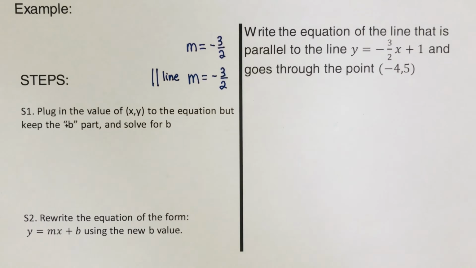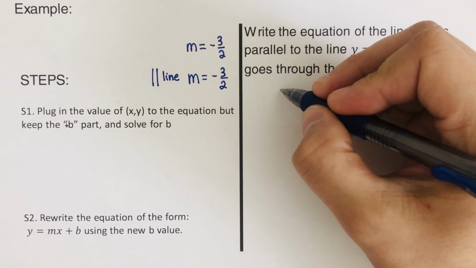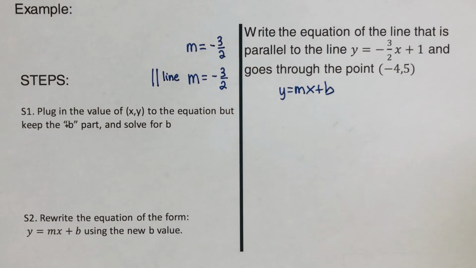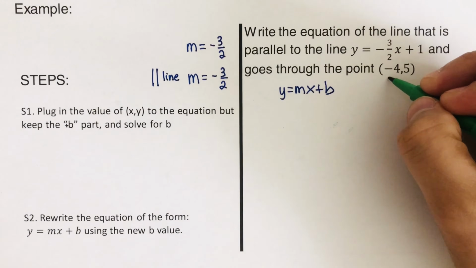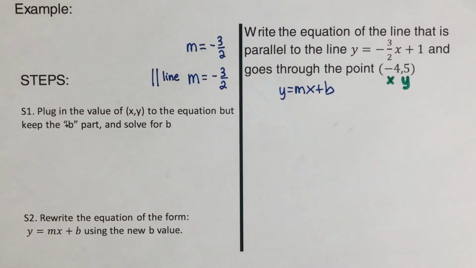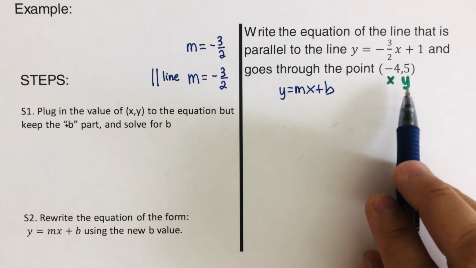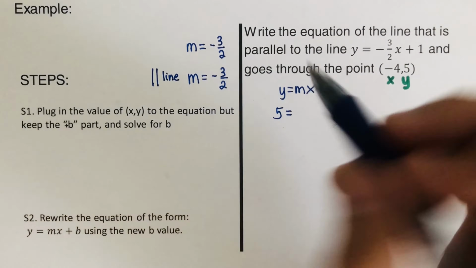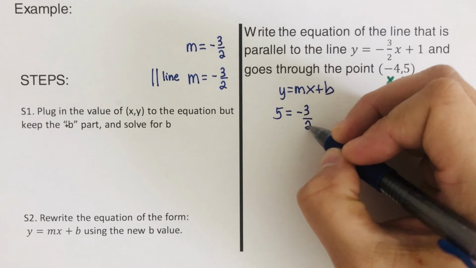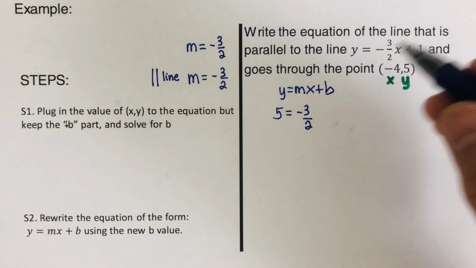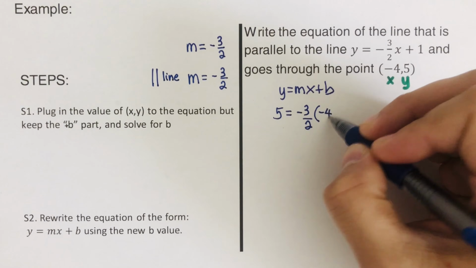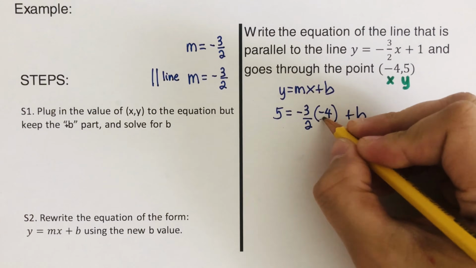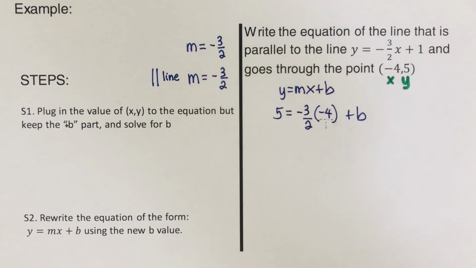-3/2. Now we're going to write the equation y equals mx plus b. So y equals mx plus b. And we can label this as our x and our y. So then we plug the values in. So we have our y is 5. Our m for the parallel line is -3/2. And then our x is -4. So I'm going to write -4 plus b. Please remember that there is an invisible denominator of 1 for the -4.